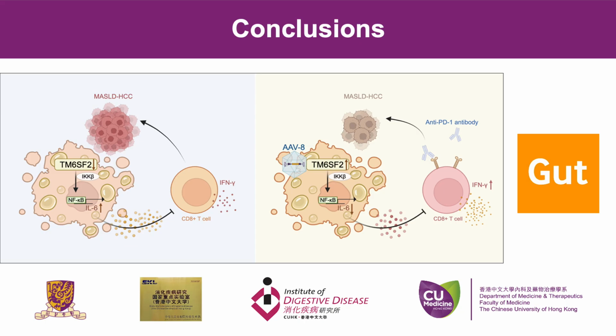In summary, TM6SF2 protects against MASLD-HCC by enhancing anti-tumor immunity and shows promise for improving immunotherapy effectiveness.